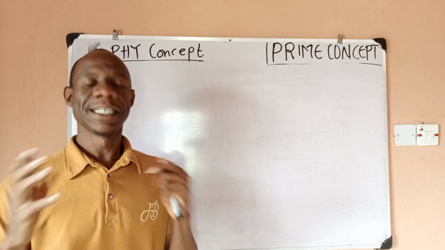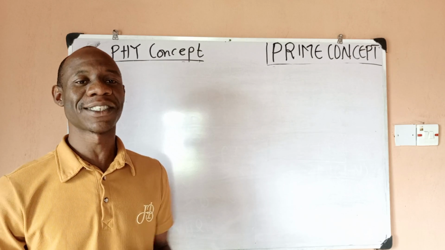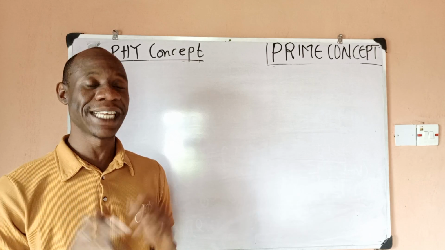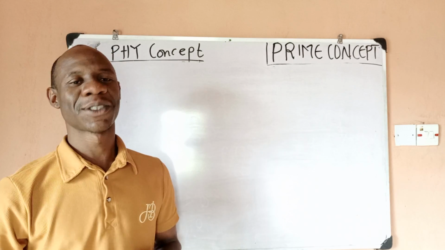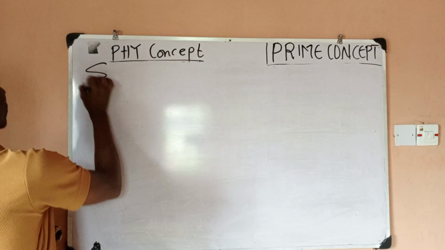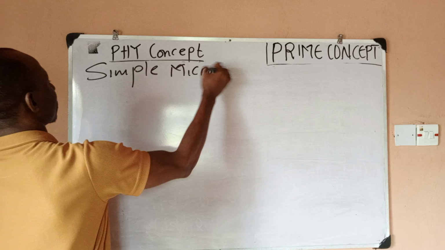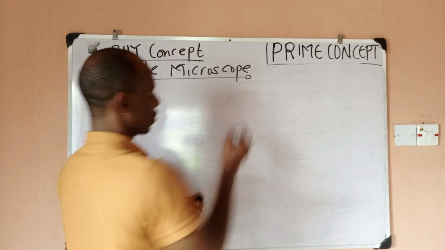In this video, we want to look at a very important instrument. So we want to look at optical instruments. One of the optical instruments, and the easiest we want to consider, is the simple microscope. Microscope, which we have considered before anyway, but we just want to mention it again.